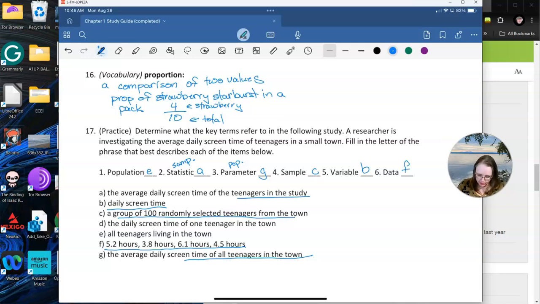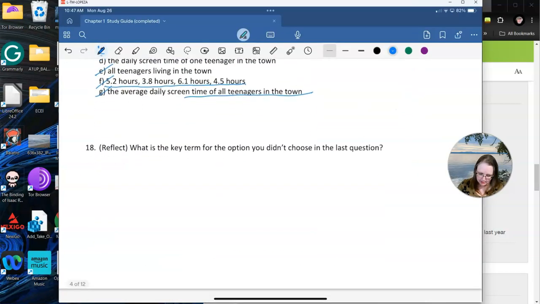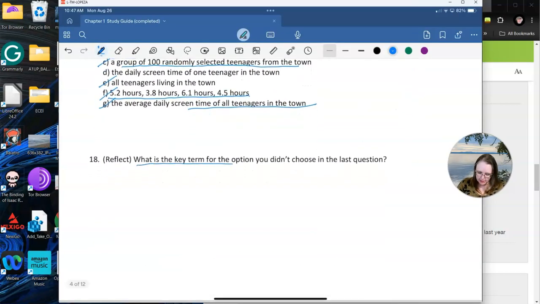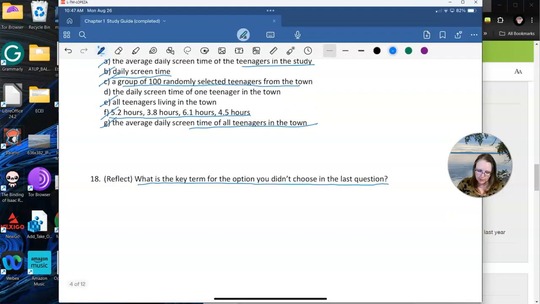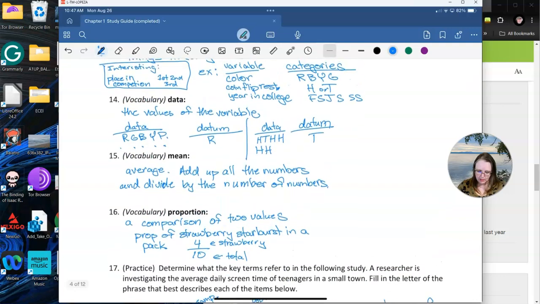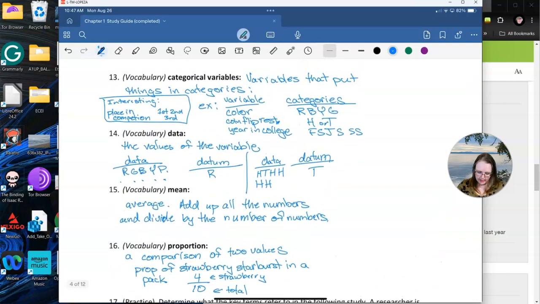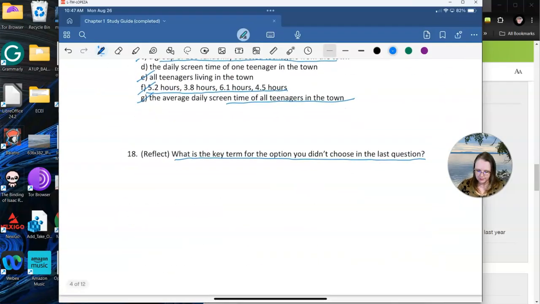And it turns out that we used A, we used B, we used C, we used E, we used F, and we used G, but we didn't use D. And this reflection question asks us, what is the term for the option we didn't choose? So what is the term for the daily screen time of one teenager in town? And I'll give you a hint. If you look back up here, we had the difference between data and datum. I think that'll give you that answer there.